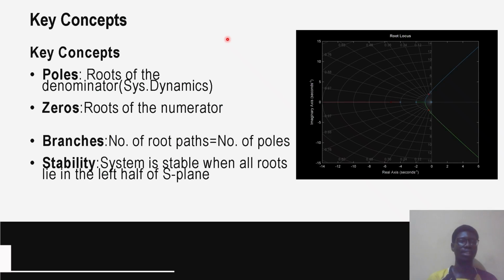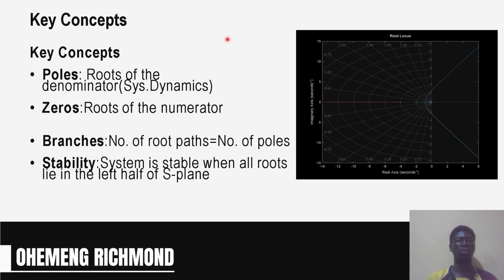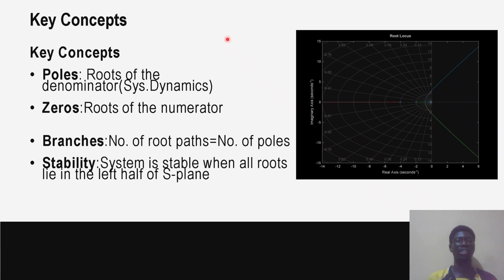To understand root locus to the core, we will learn about certain key concepts such as poles, zeros, branches, and stability. Poles are the roots of the denominator, which affect the system's behavior. Zeros are the roots of the numerator, which affect the response of the system. Each pole creates a branch. For example, if you have 3 poles in the system, it means we have 3 branches.